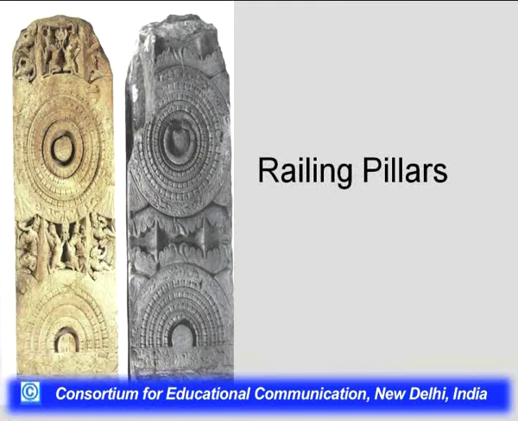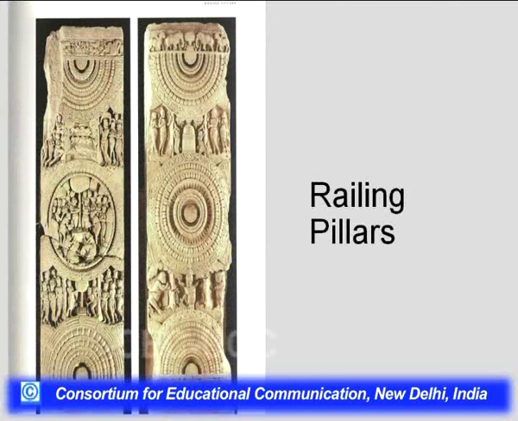Now we come to some of the illustrations. What we are seeing here are two sides of a relatively chronologically earlier phase of the railing pillar. What you see is that on the inner face it is carved, and on the outer face you have the Padmas or the lotuses. Okay. And now we will be looking at some more of these which are more elaborately carved.